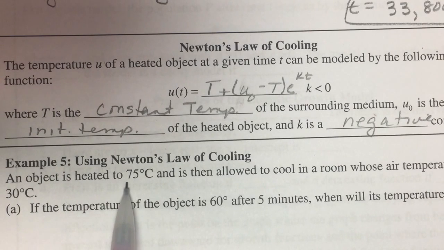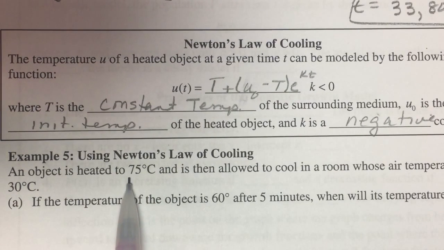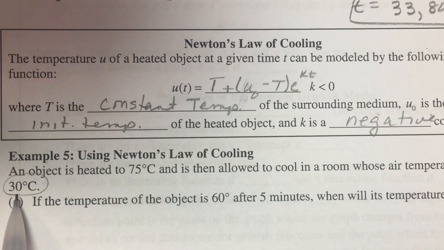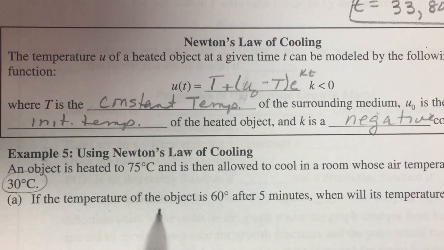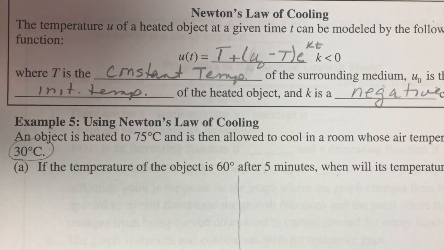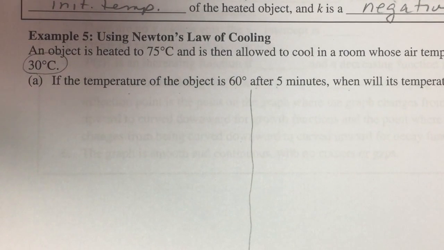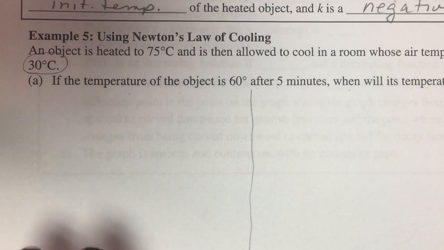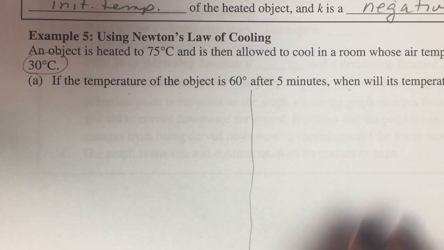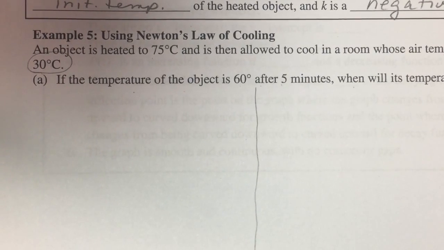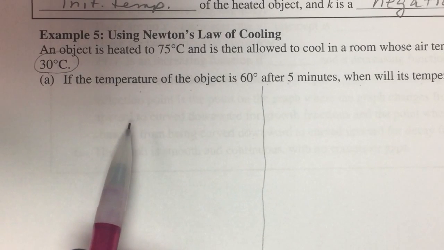It says an object is heated to 75 degrees Celsius and is then allowed to cool in a room whose air temperature is 30 degrees Celsius. If the temperature of the object is 60 degrees after 5 minutes, when will the temperature be 50 degrees? So now this is going to be a two-part problem. The first thing we have to do is find k. We don't know k. Then we're going to plug k in and use that equation to find the answer to that question. So we're going to use the formula from up there.